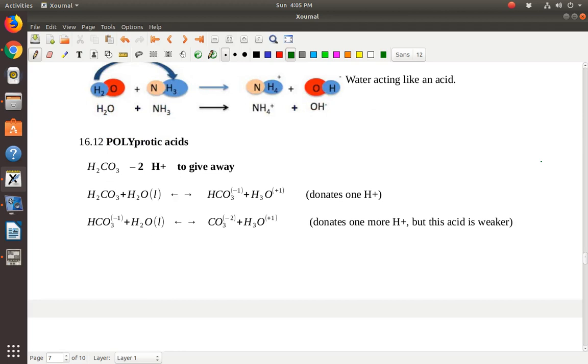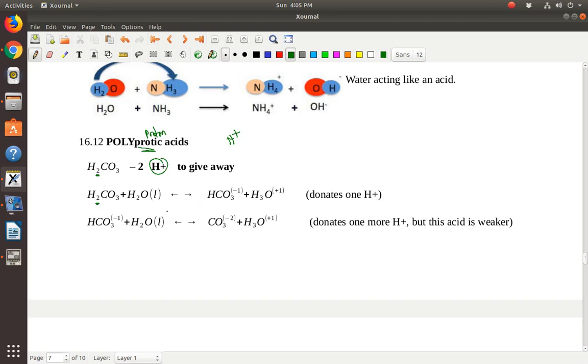Polyprotic. Poly means more than one. Protic refers to protons. Remember that protons are H pluses. So polyprotic means it has more than one H to give away. This one has 2 of them, so it is polyprotic or diprotic to be specific. Here, it's polyprotic or diprotic.